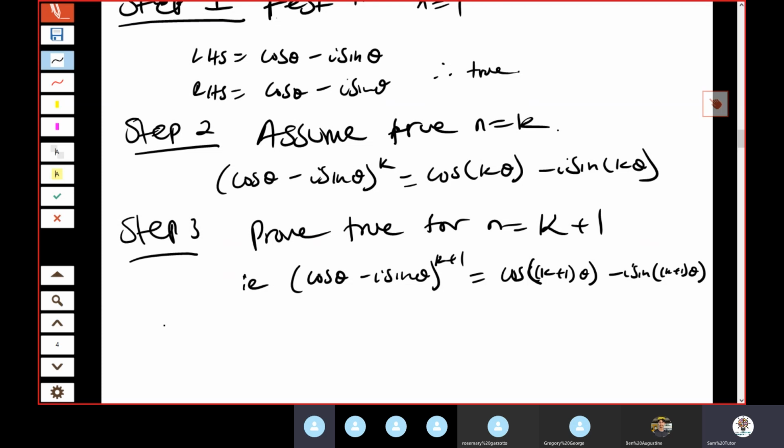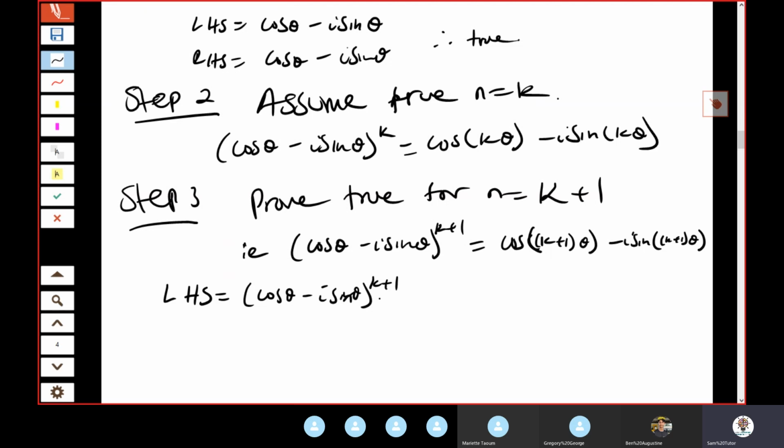Left-hand side equals, yep. So then that would be cos theta minus i sine theta to the power of k plus 1, right? So left-hand side, because that's what you're trying to prove. That's why we write the LHS. So we're hopefully going to move from here to here. That's our aim. So left-hand side equals this.